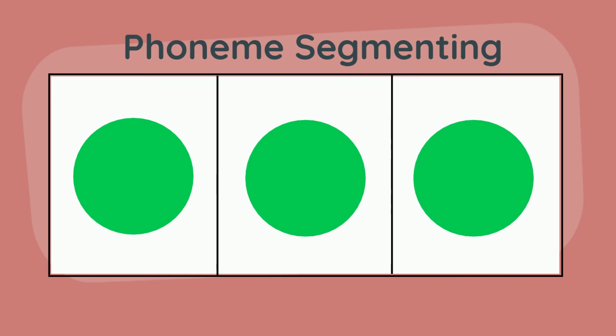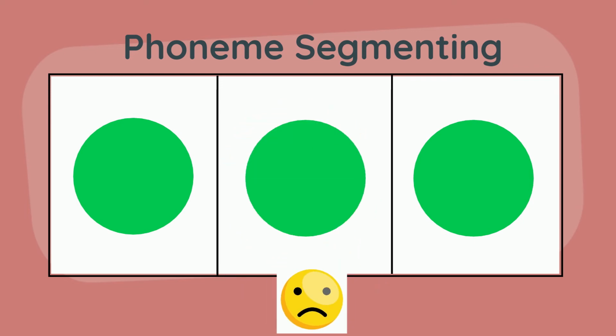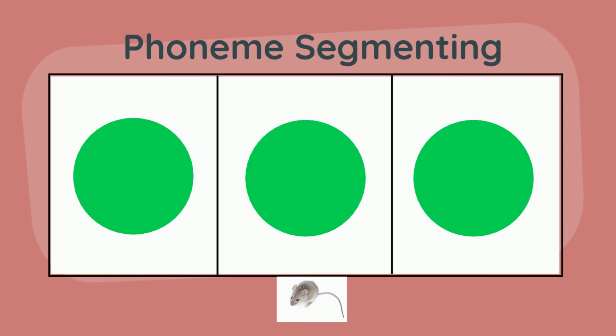Now segment the word sad. Stretch it out slowly. S, a, d. Sad. Segment the word mouse. Say it slowly and stretch out each sound. M, ow, s.